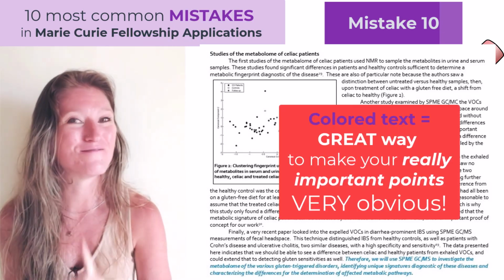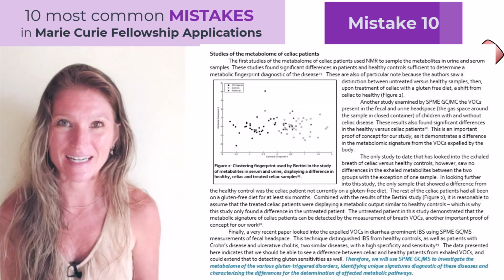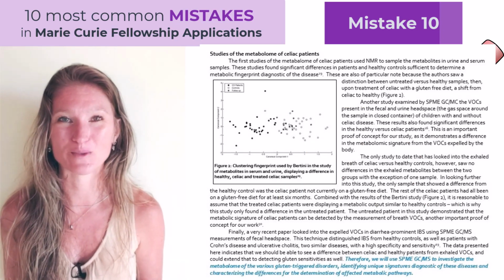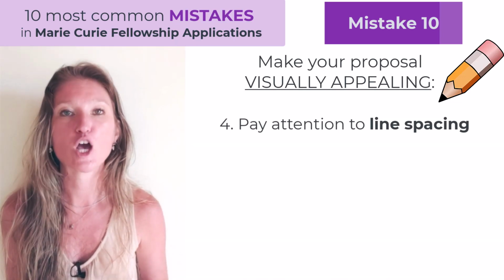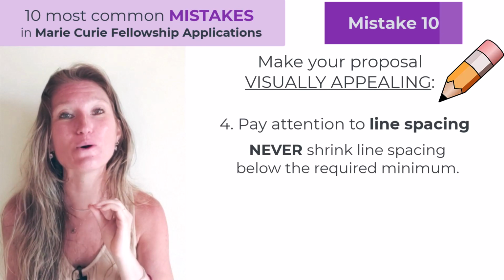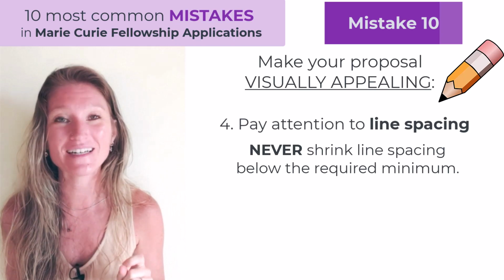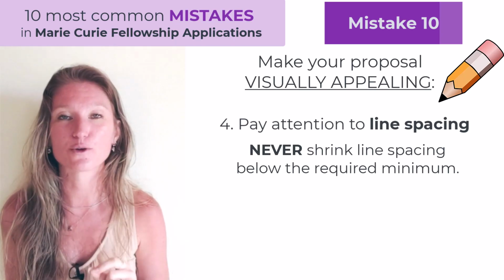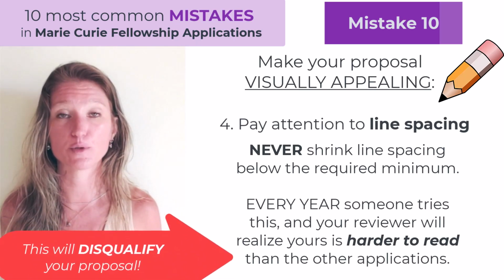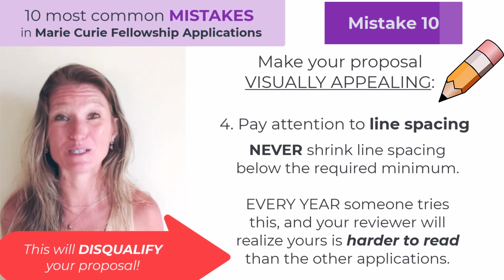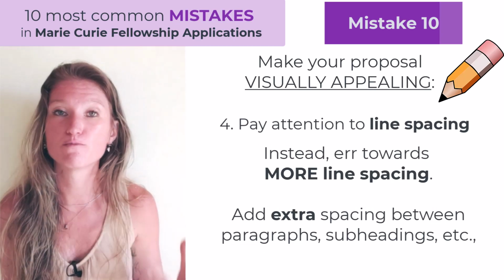This is also a very simple thing to do the night before your proposal is due when you are panicking. Go through and make it more visually appealing. While you are doing that, pay attention to things like your line spacing. Very specific point here: follow the line spacing guidelines for any proposals that you write, Marie Curie included. I promise you that your reviewer will know 100% immediately if you have shrunk the line spacing to below the allowed limits, and your proposal will be disqualified. Do not do that. Instead, maybe err on the side of much more line spacing.